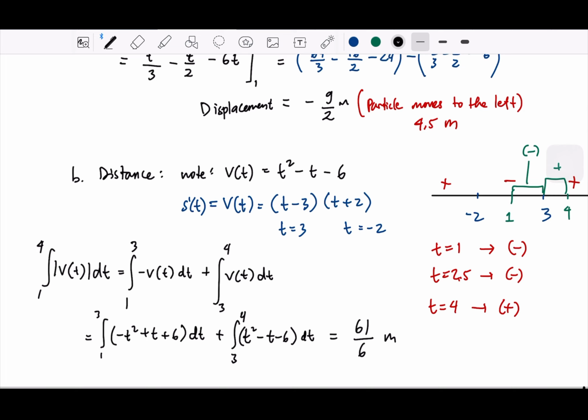Which means that the object walks or moves this distance. So it is going to move forward and backwards over this distance, while the displacement is just the end result. After he moves, his position ends up at negative 9/2. But this 61/6 is the total of how far he walks.